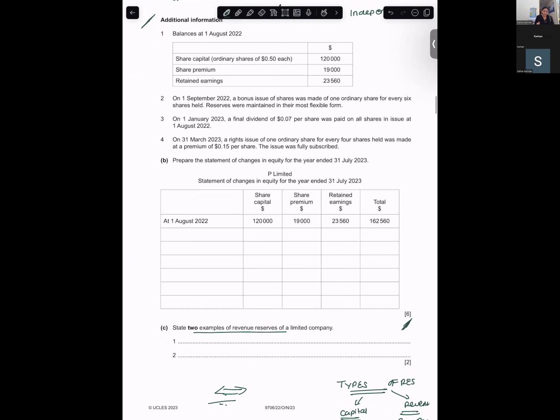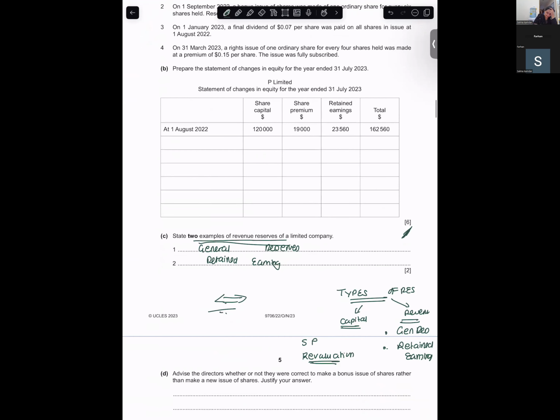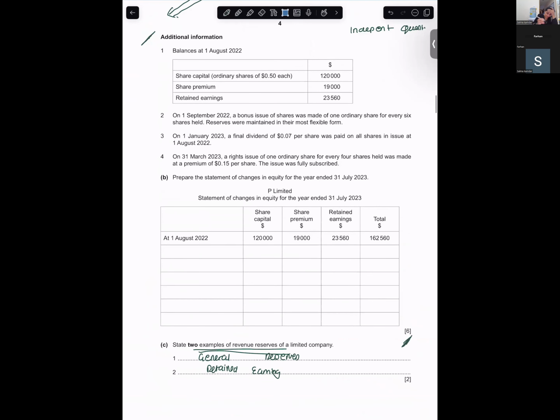Before I go to this, can you again tell me 2 examples of revenue reserves of a limited company? The two examples of revenue reserves are general reserves and retained earnings. So this is done. Now we go ahead. You have the statement of changes in equity. The balance on 1st August is already given to you.